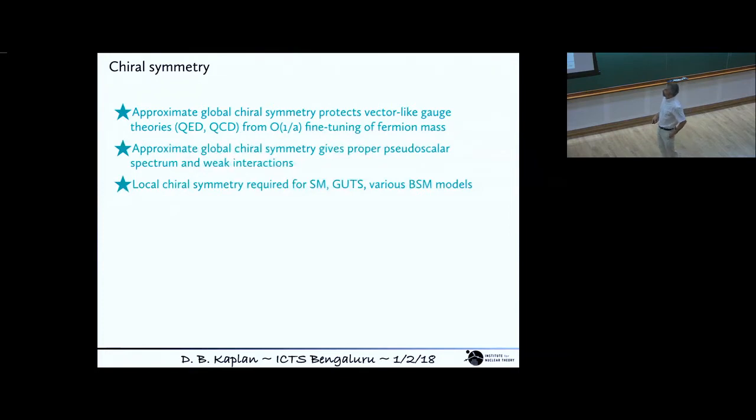Furthermore, the approximate global chiral symmetries give us the whole picture that Nambu gave us, which is that the pseudoscalars are Goldstone bosons of the broken chiral symmetry. And then finally, chiral symmetry is required for standard models and GUTs and all sorts of beyond the standard model theories when they become gauged. And so it'd be nice to understand how to realize these types of symmetries in a lattice theory so we could do non-perturbative physics. So in this talk, I'll be talking about the global chiral symmetry case.